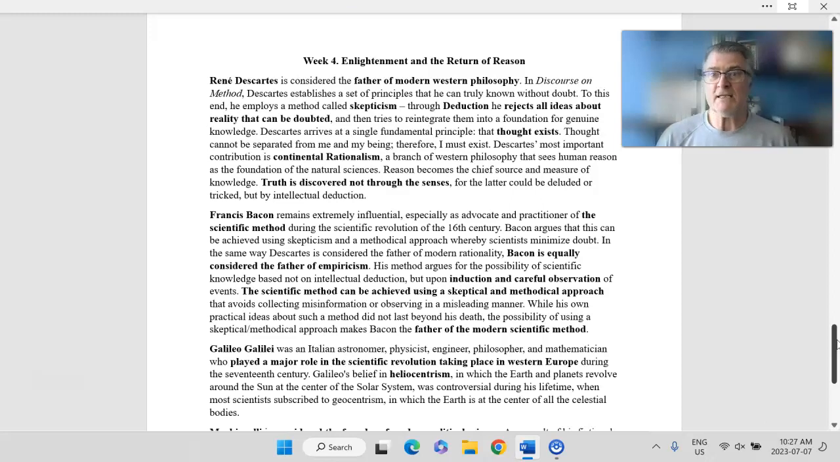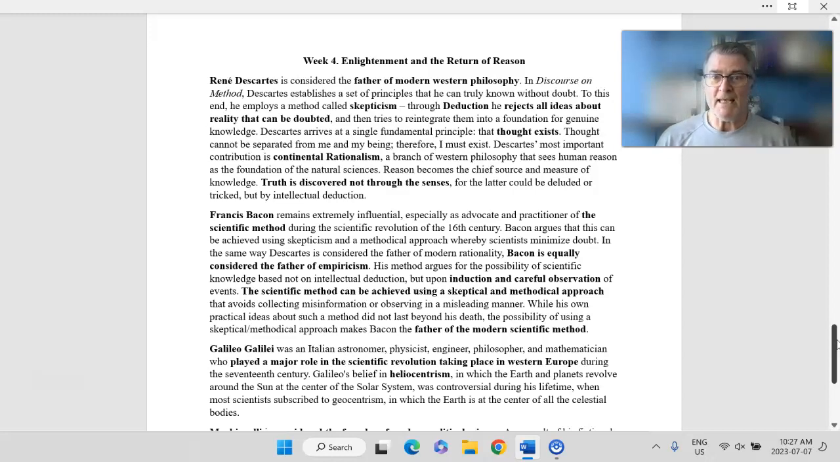Now, using his method, Descartes realized that he could only come up with a single fundamental principle. What was that? That thought exists. Thought cannot be separated from him or his being, therefore he must exist. Now, what's ironic is Descartes then went ahead and split mind and body and said that mind can operate independently of the body, but in his argument he's saying, okay, my thought cannot be separated from my being, therefore I must exist. Okay, point taken.